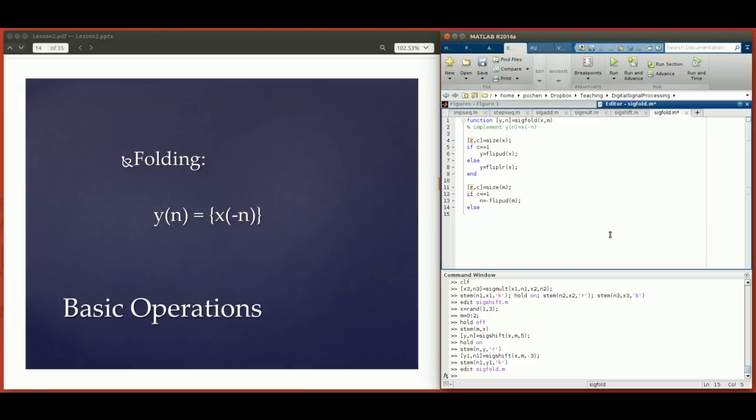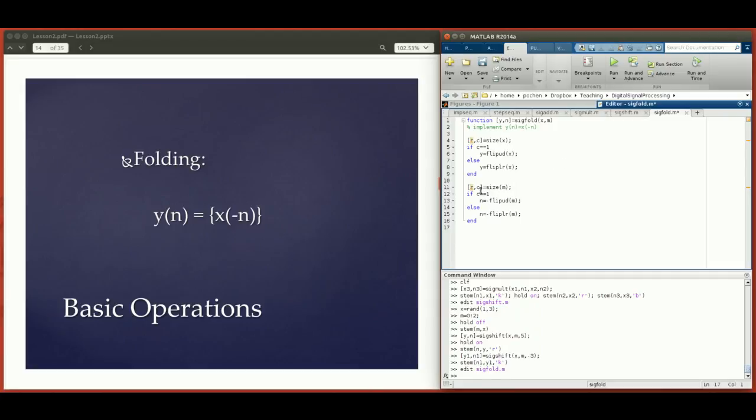Otherwise, it means that it's a row vector. So n equals minus flip left to right m, and that's going to be our sigfold function.